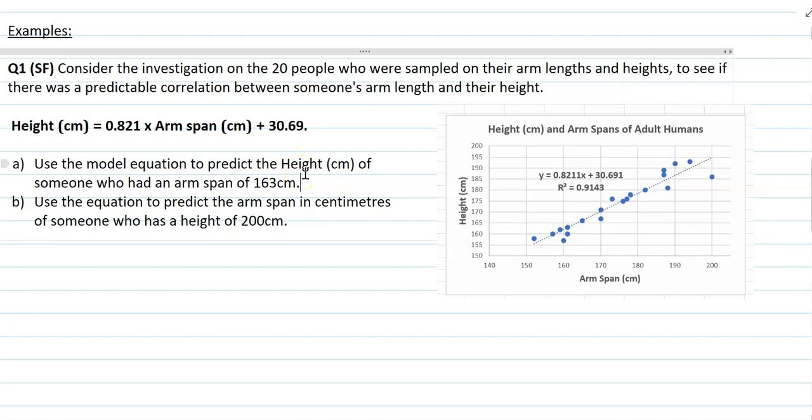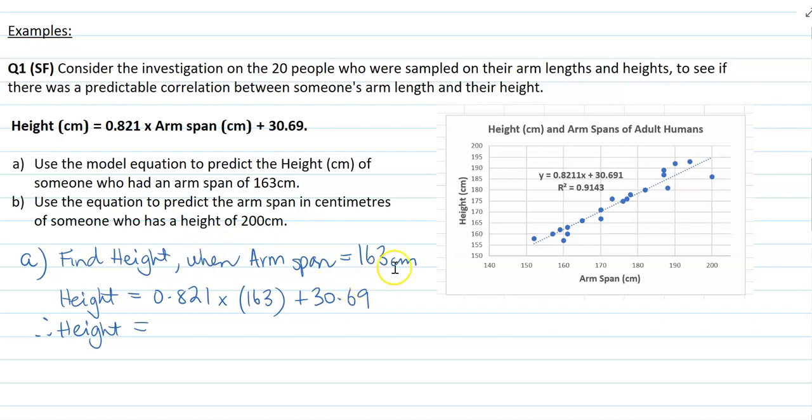In the first one, an arm span of 163 centimeters is within the data range, so you can see that I'm interpolating. For the second one, we want a height of 200 centimeters. You can see that's outside of the range, so this is where I'm using the model to extrapolate. For both parts of the question, I'm just going to write down what I know and solve for what I don't know. Like always, start with writing down your facts and your aim.